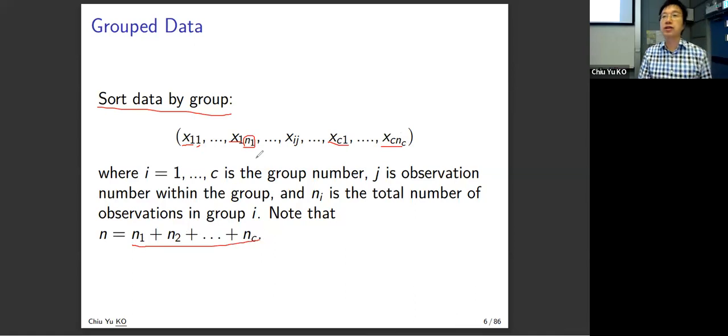So basically what I do is sort people by group. I list the people in group 1 first. How many in total? N1 number of people. I just make them a list. Why do I do that? Because later you will see why this is good.